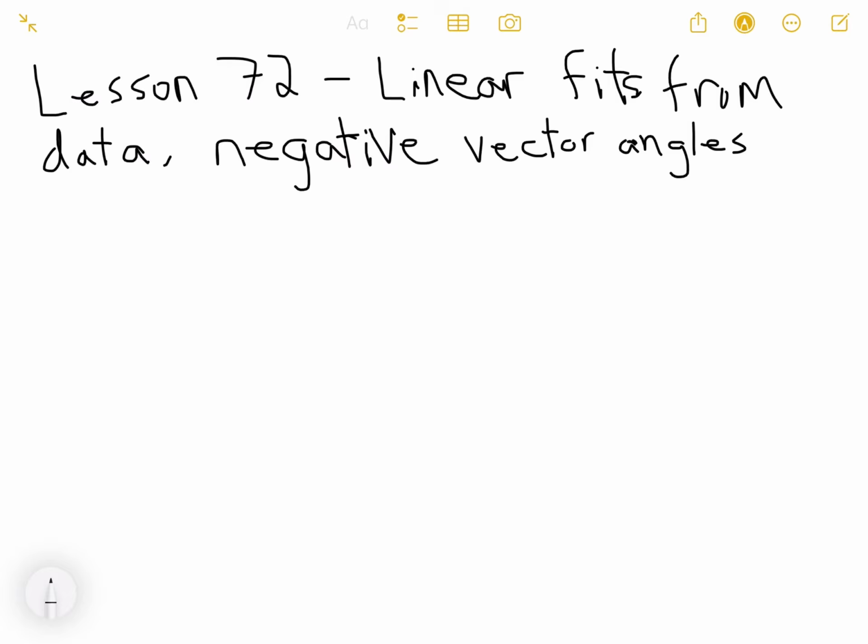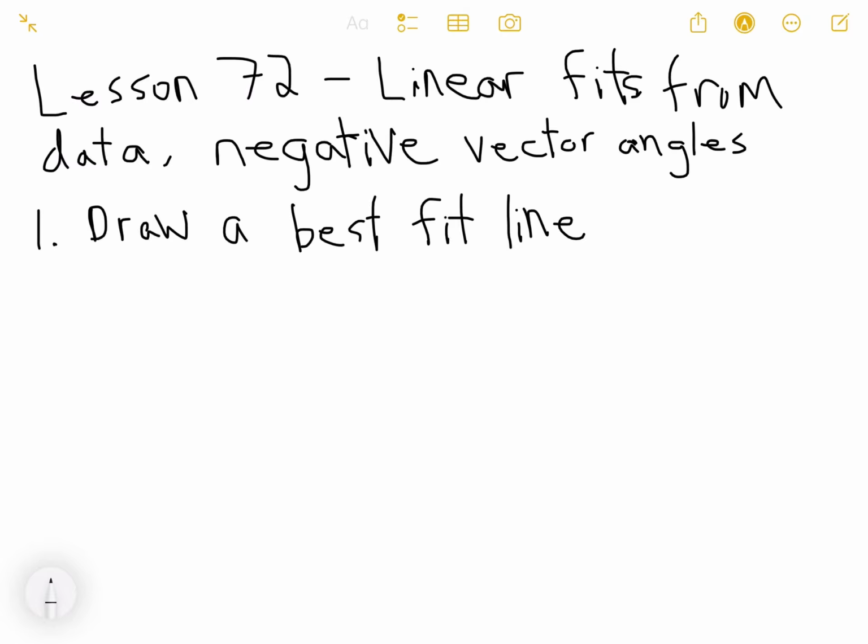First, what do I need to do? Well, and we'll explain this as we go, but I want to draw a line of best fit. So I want to draw a best fit line. That's the first thing. And then if I draw that line, then I want to pick 2 points on the line.